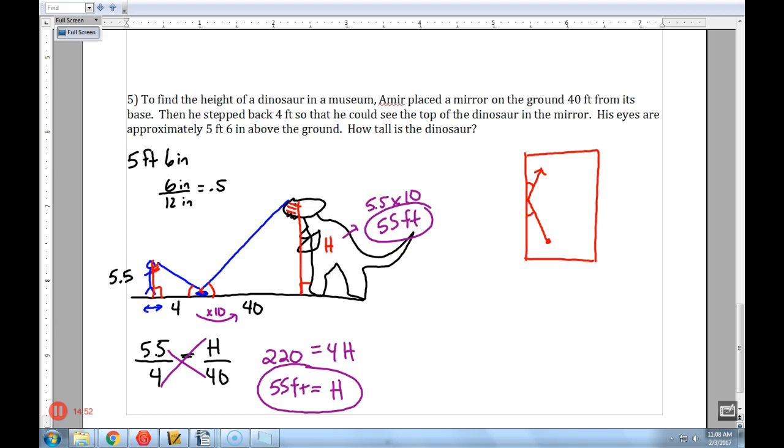All right, so I tried to give you a decent little sample of problems where you can measure the length or distance of things by using shadows or by using reflections in mirrors. So this lesson is about indirect measurement.